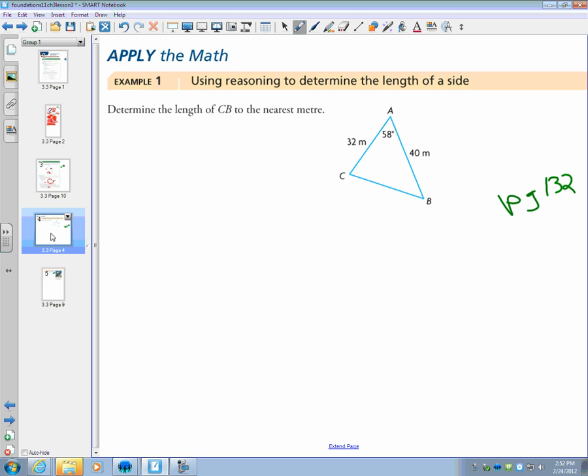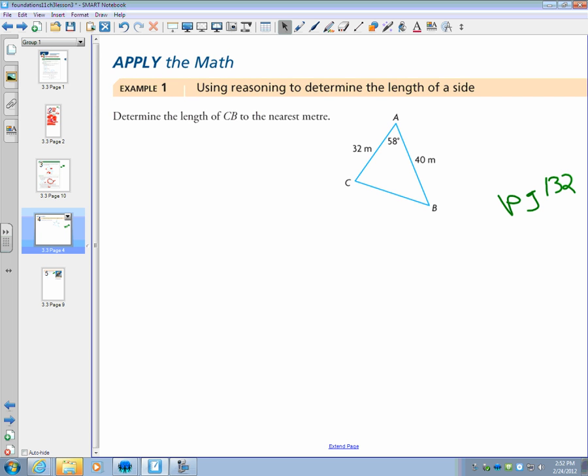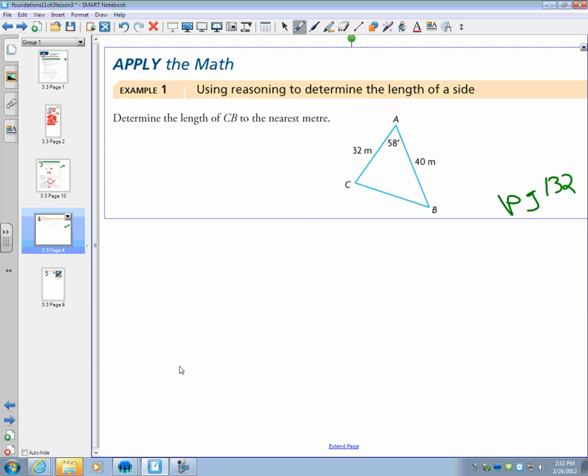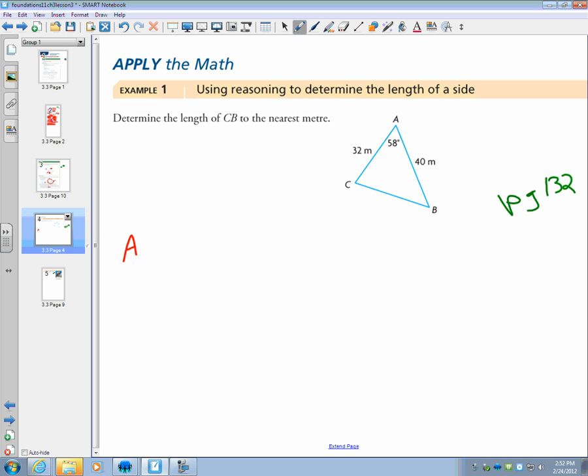Okay, so let's look at this problem. This is on page 132. So what we're going to do is see if we can make this fit our model. Determine the length of CB to the nearest meter. Okay, so what information do we have? We have A. We have side length C. We have side length B, because remember, those are opposite. So we have to see how we can make this fit our model.